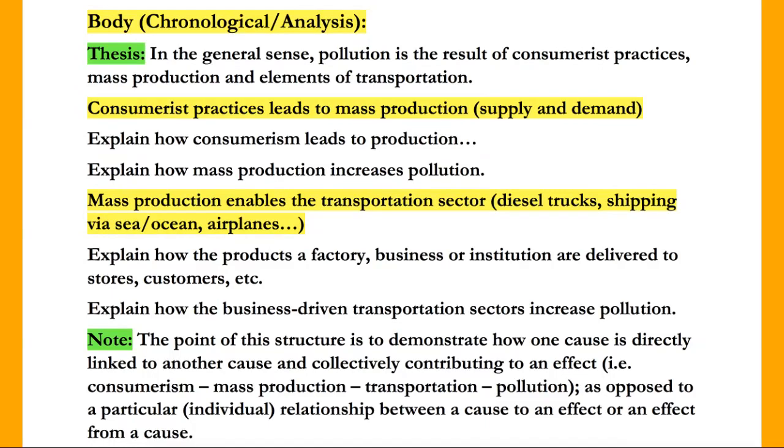So you look at that first one, consumerism leads to mass production, and then mass production is the effect, then becomes the cause which enables the transportation sector. Right? So it's like a chain link. This cause leads to this effect, which then becomes a cause and leads to another effect. If you want to write your essay in that manner, it's a pretty effective manner in which to compose it as well. Okay. I hope this helps you.